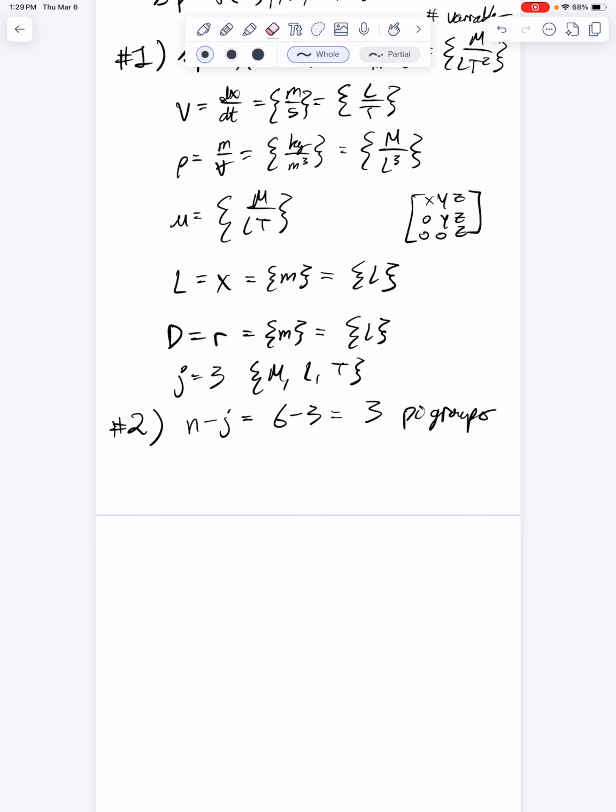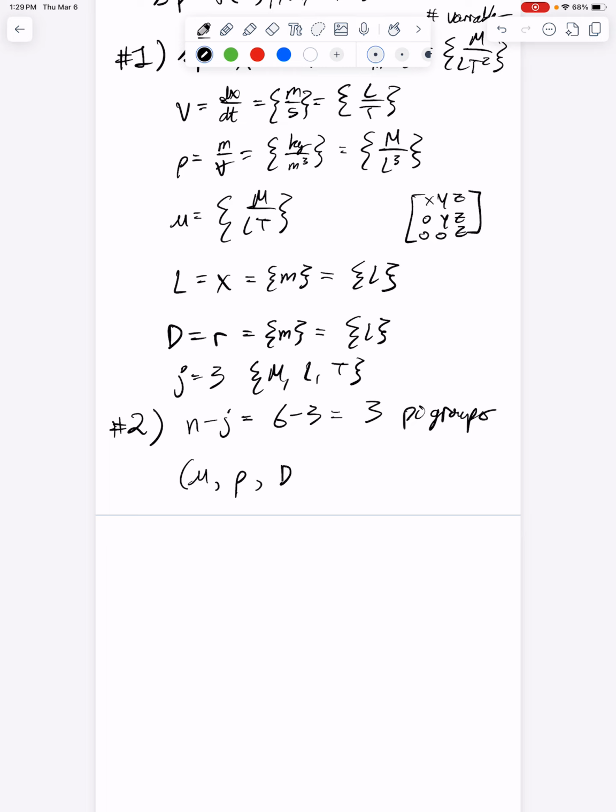So for my 3 pi groups, for the first term, I'm picking mu, because mu allows me to traverse in mass, time, and length. The next one I'll pick is density, because after viscosity varies, I can then vary in just mass and just length. So basically, viscosity fixes the time, then I vary between mass and length. And finally, I'm going to pick D for diameter.